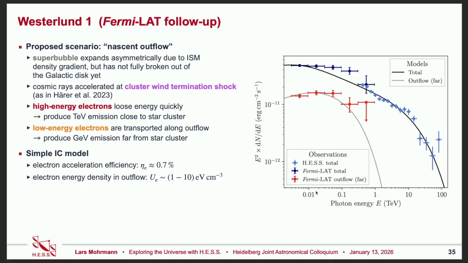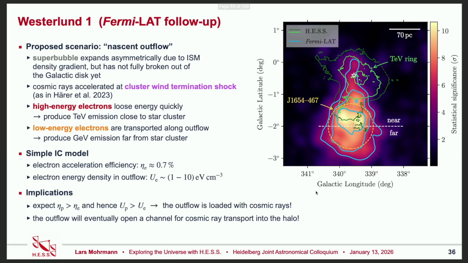If you do a simple modeling, you find that the energy density of the electrons in this outflow is of the order of 1 to 10 electron volts per cubic centimeter, so that's quite substantial. And it implies that, because there's no reason to expect that only electrons would be accelerated at this shock, you would expect that protons are accelerated as well, typically with a higher efficiency. And so from that, you would infer that the energy density of protons is even higher in this outflow. And so that means what we're observing here is an outflow that's loaded with cosmic rays.